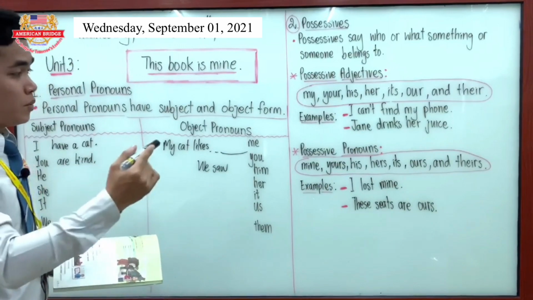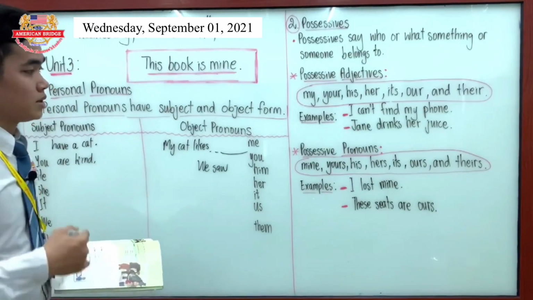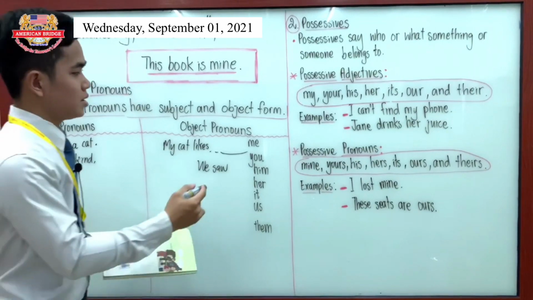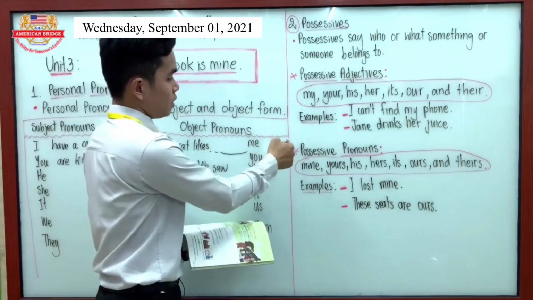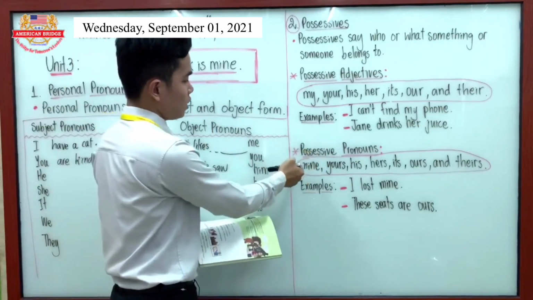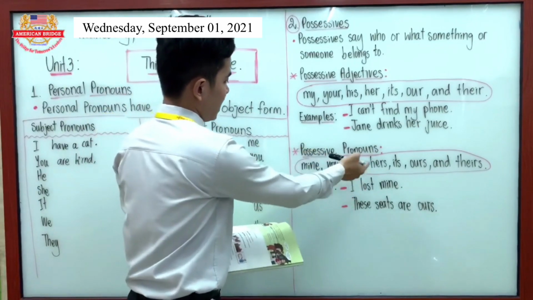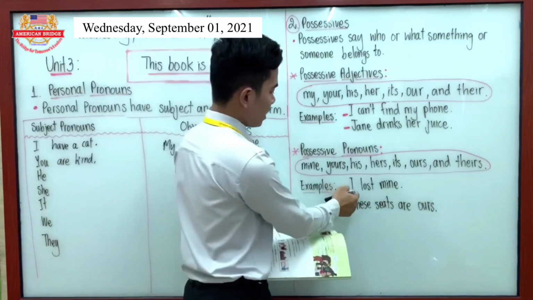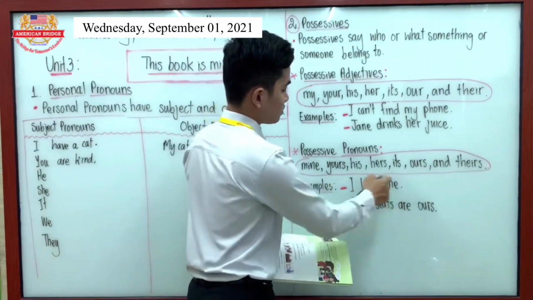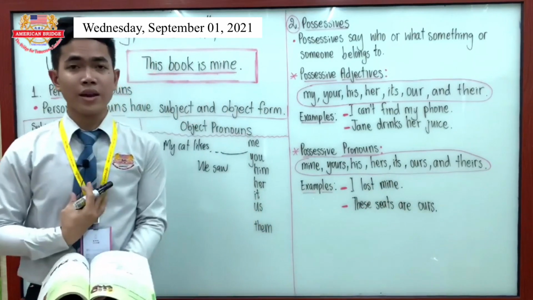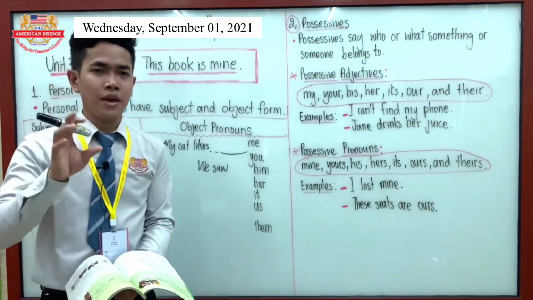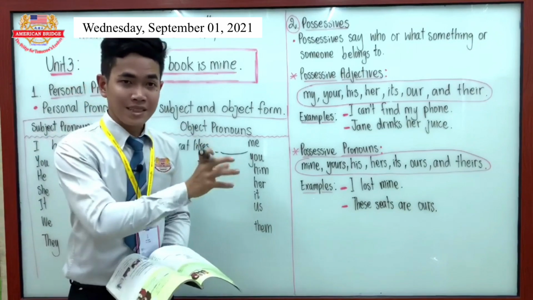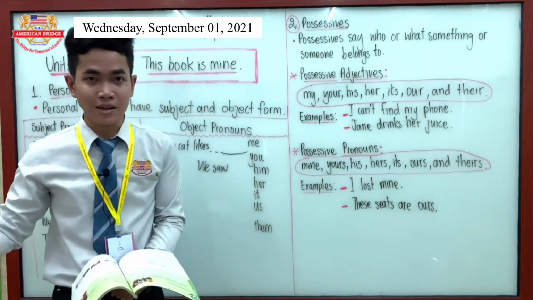Let's move on to our next topic, the possessive pronouns. What are possessive pronouns? As you can see, we have mine, yours, his, hers, its, ours, and theirs. Let's see an example. I lost mine. Mine here refers to something that we don't know, what that thing is.